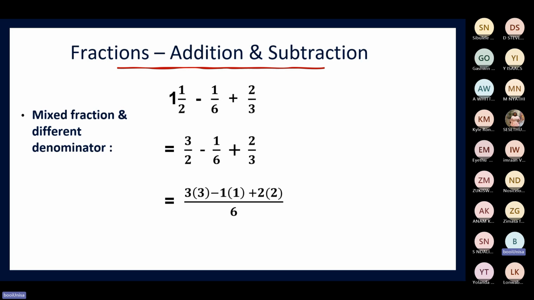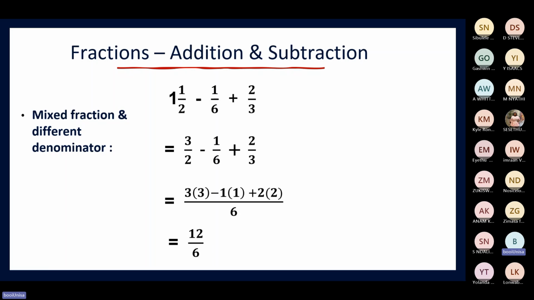How do we then do that? We say 2 goes how many times into 6? It goes 3 times. 3 times 3. 6 goes how many times into 6? It goes 1 time, 1 times 1. And 3 goes how many times into 6? It goes 2 times, 2 times 2. And we solve. 3 times 3 is 9, minus 1 times 1 is 1. And 2 times 2 is 4. 9 minus 1 plus 4 is equal to 12 divided by 6.